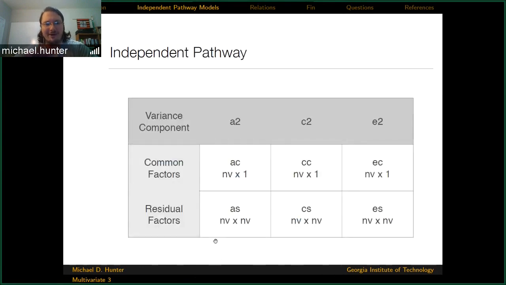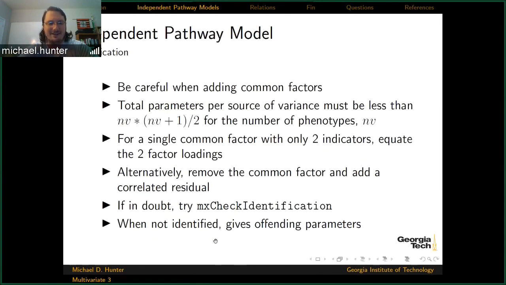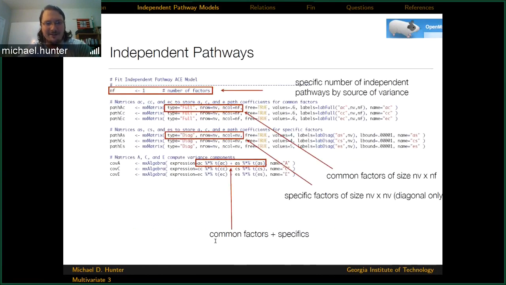We talked a little bit before about the dimensions of these matrices, but there can be some identification issues associated with this. When you're adding these factors, the number of free parameters grows very large, and the relationships get very large. There's a function that I wrote in OpenMx called mxCheckIdentification. So that's one way to check for identification. There are some limitations to that method, but it should give you at least some place to start for a lot of models.